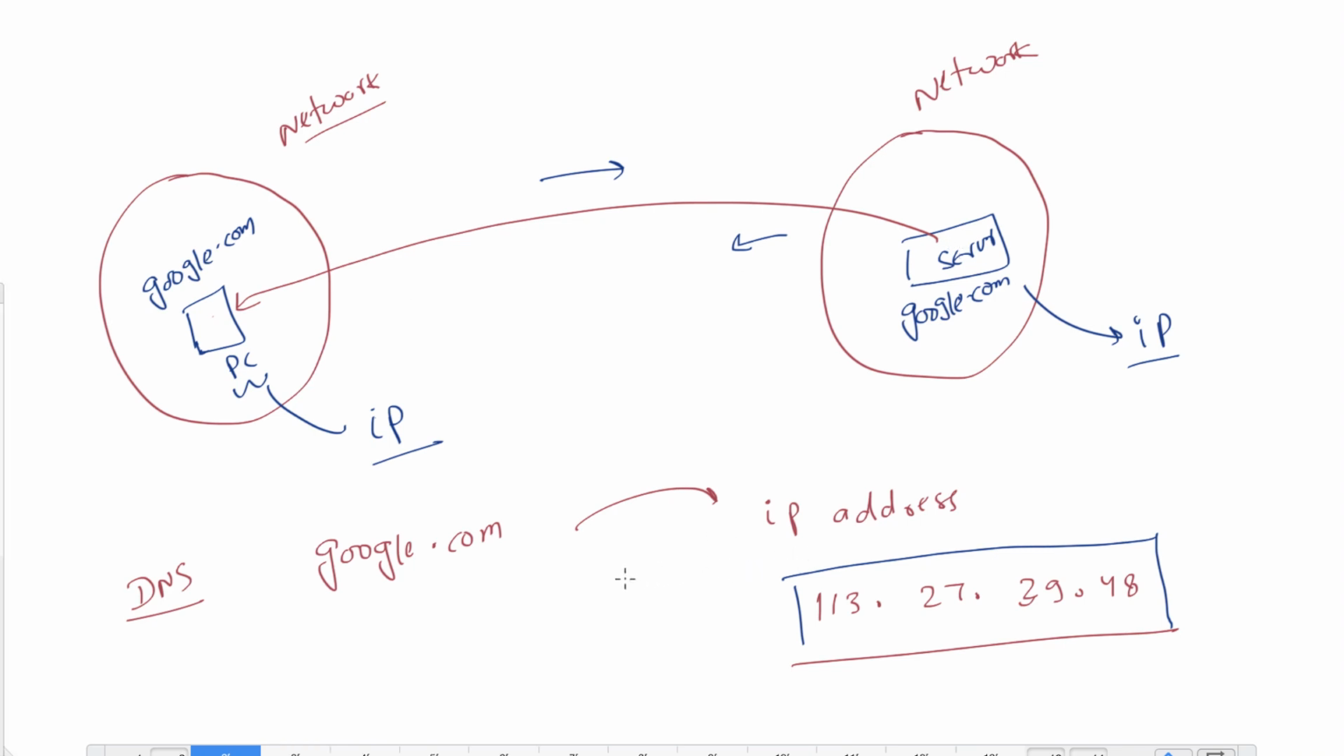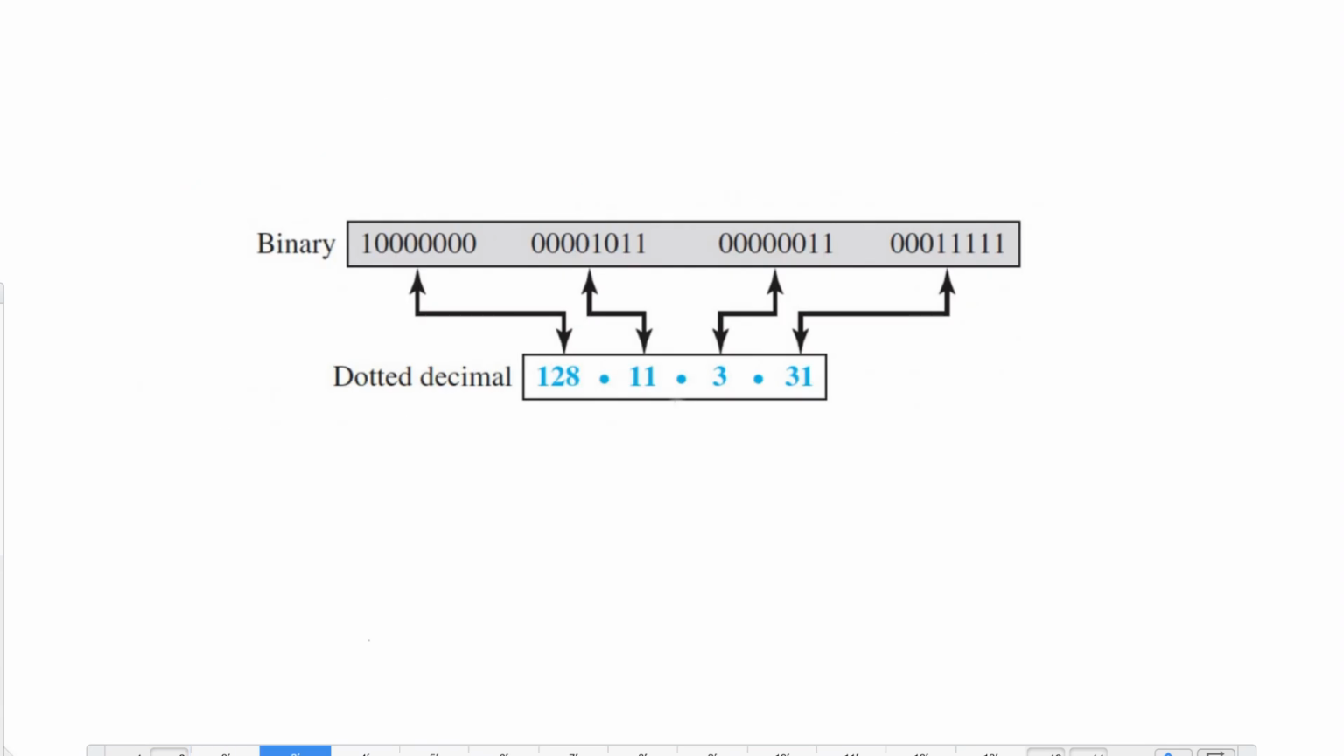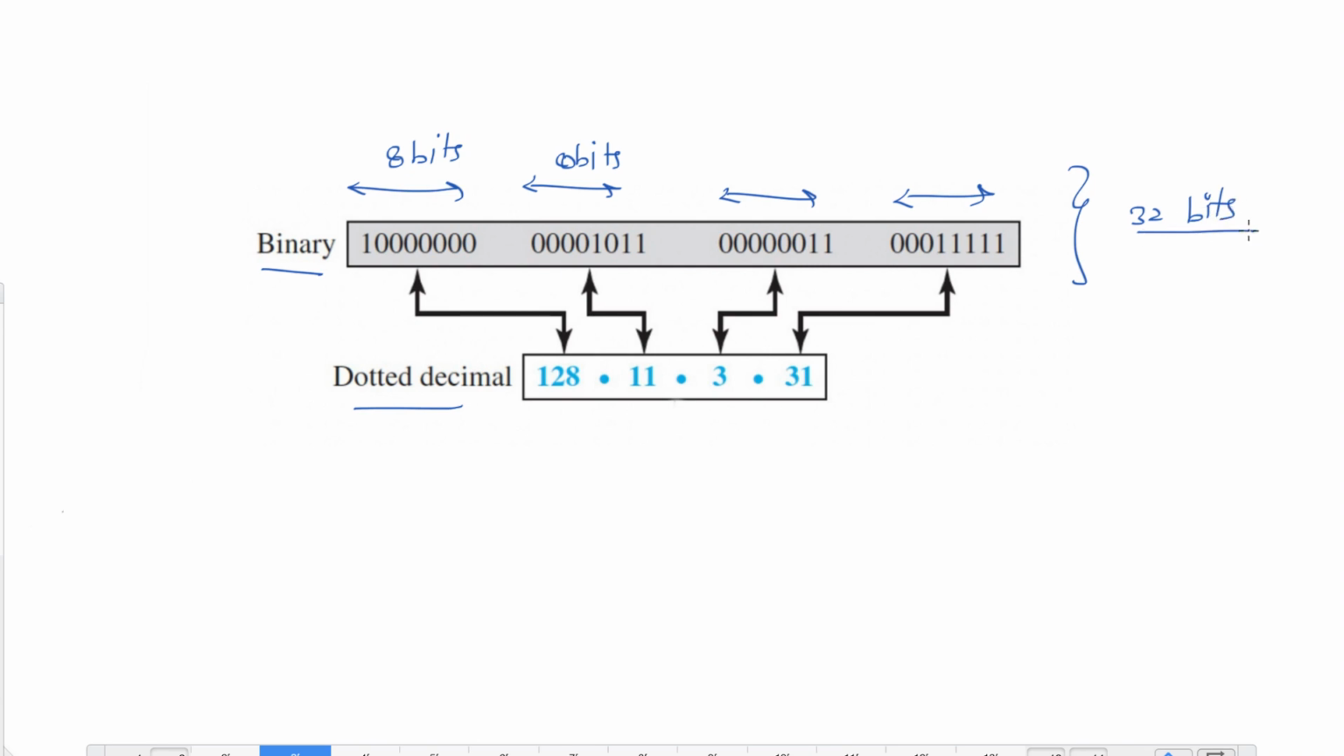There are two popular notations to represent IP addresses. One of them is called binary notation, another one is called dotted decimal notation. So an IP address is 32 bits in binary. The way I have represented these 32 bits is in groups of 8 bits. This is 8 bits, this is another 8 bits. Similarly, all are groups of 8 bits. Now this is binary representation, and in binary the total number of bits is 32. We will talk about IPv6 later, but for now we are talking about IPv4. For IPv4 these are just 32 bits.